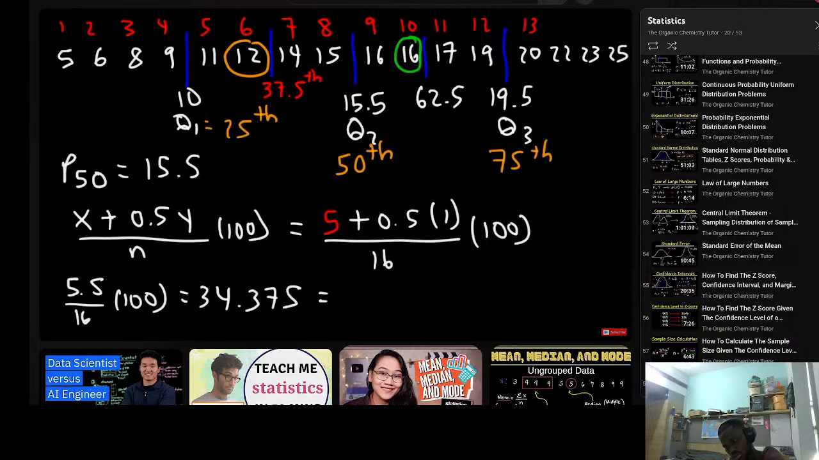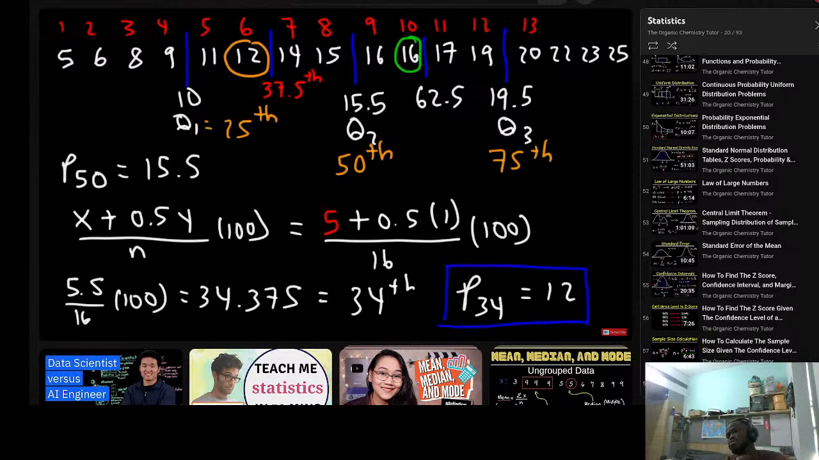Now let's round it to the nearest whole number. So therefore, we can say that the 34th percentile is equal to 12. Or we can say that 12 is the 34th percentile. And thus that is how we can find it. And it makes sense because 34 is between 25 and 37.5. So that's a good approximation.